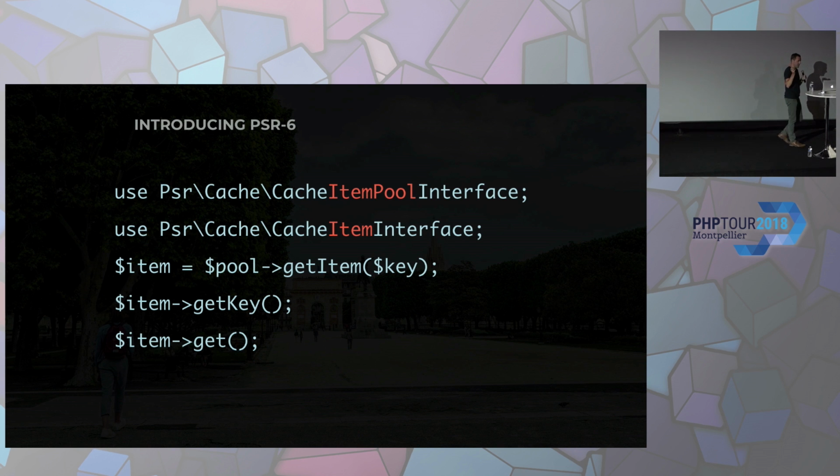But these are just interfaces. There's a cache item pool interface, which is a super long name, and then there's the cache item interface. Cache libraries are supposed to implement these interfaces and implement a caching layer this way. So you get an item from the pool, and then you can get the key and get the value. This will actually return the value of the stored item.